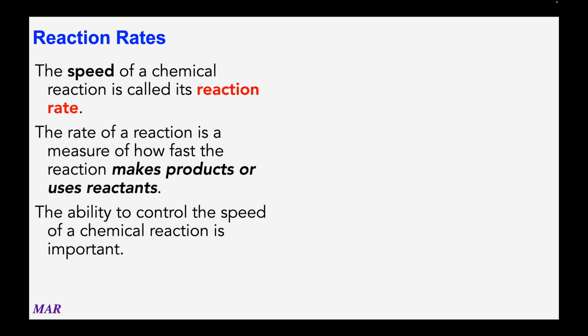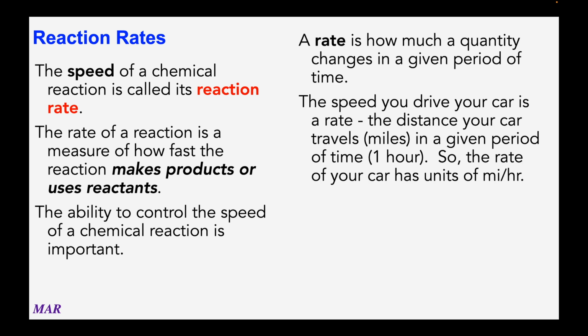And this is going to be part of the tool we'll need to control the chemical reaction to figure out what makes it go fast and what makes it go slow. So a rate is going to be, for chemistry, how much of a quantity of reactant or product changes over a given amount of time. And again, the speed of a car is usually how many miles are driven per hour, something like that. That's how speed is expressed.